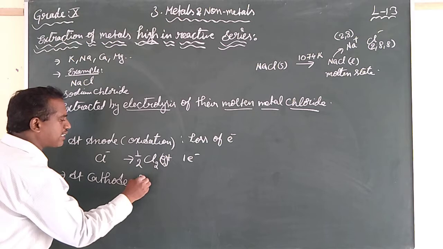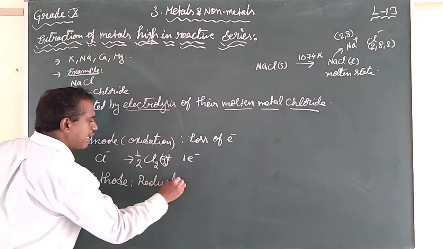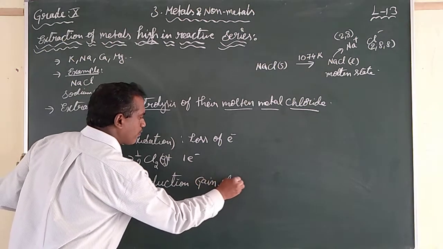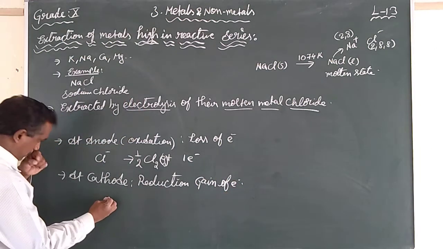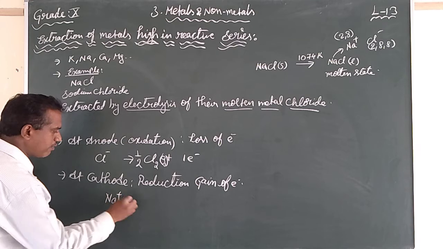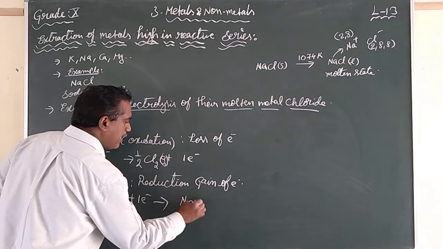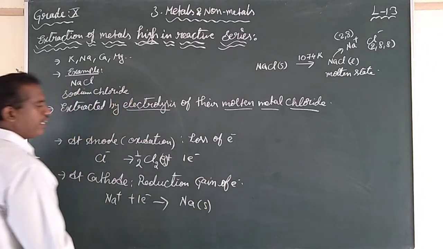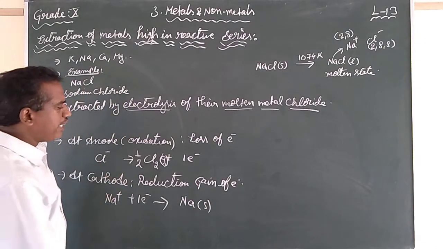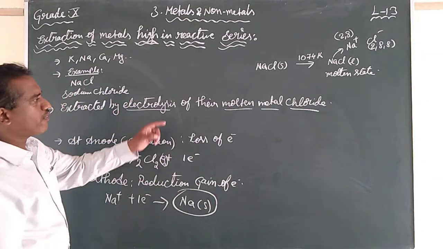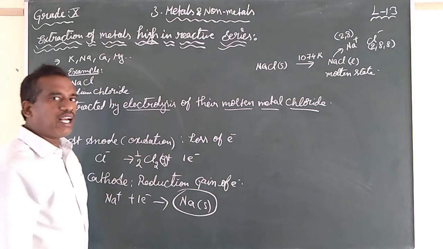At the cathode, what takes place? Reduction takes place. Reduction means gain of electron. Who is going to gain the electron? Our sodium. The sodium ion, which had lost the electron, is going to gain the electron and convert into solid sodium. So by this we extract sodium metal from its molten metal chloride.